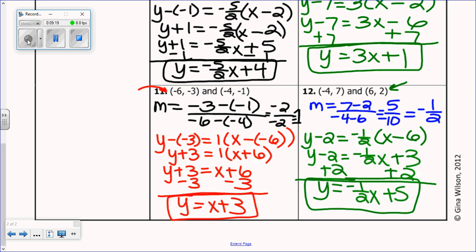And number 12, I found the slope to be -1/2. And then I used the second point, 6, 2. And when I plug that in, I end up with the equation y equals -1/2 x plus 5. And you could have used -4, 7. It doesn't matter. And you should have still come up with the same answer. Okay, that's it.